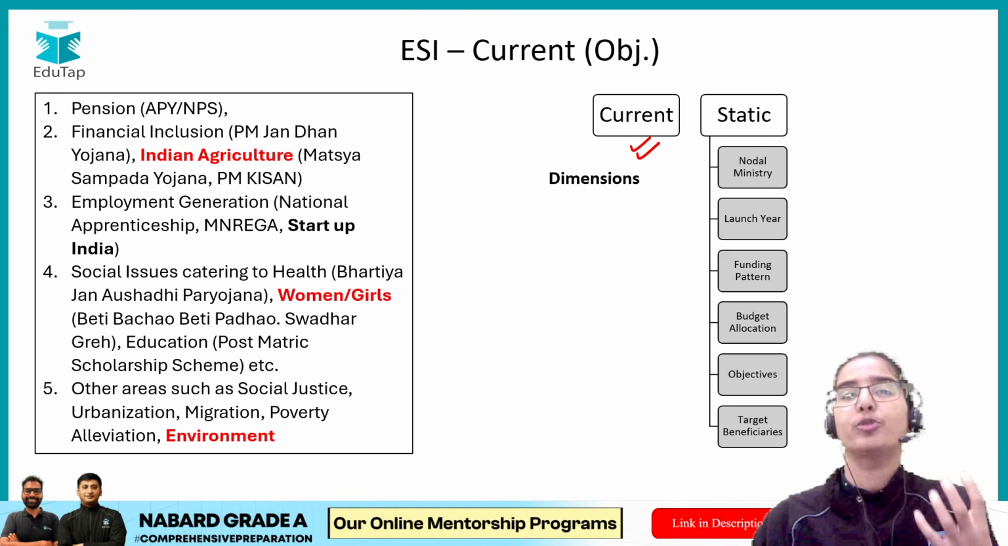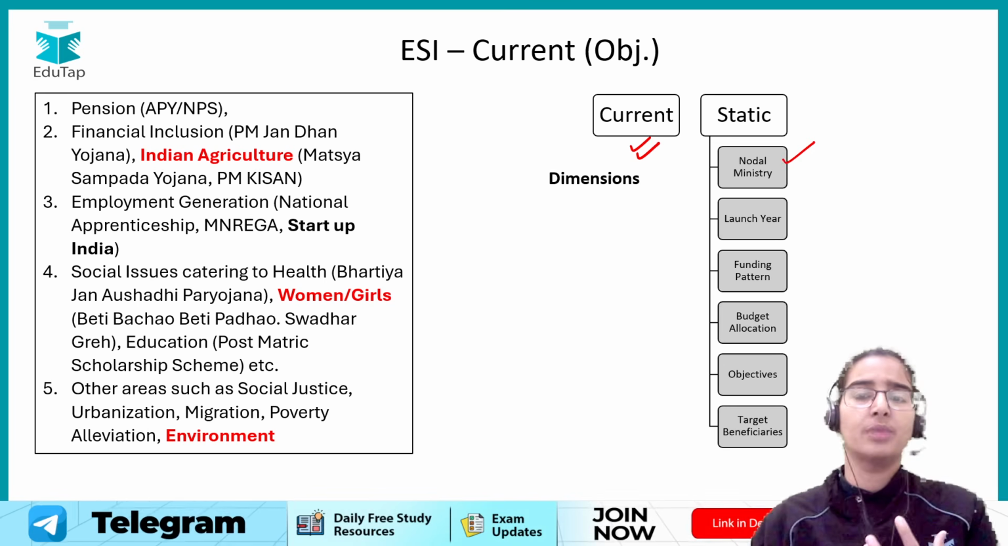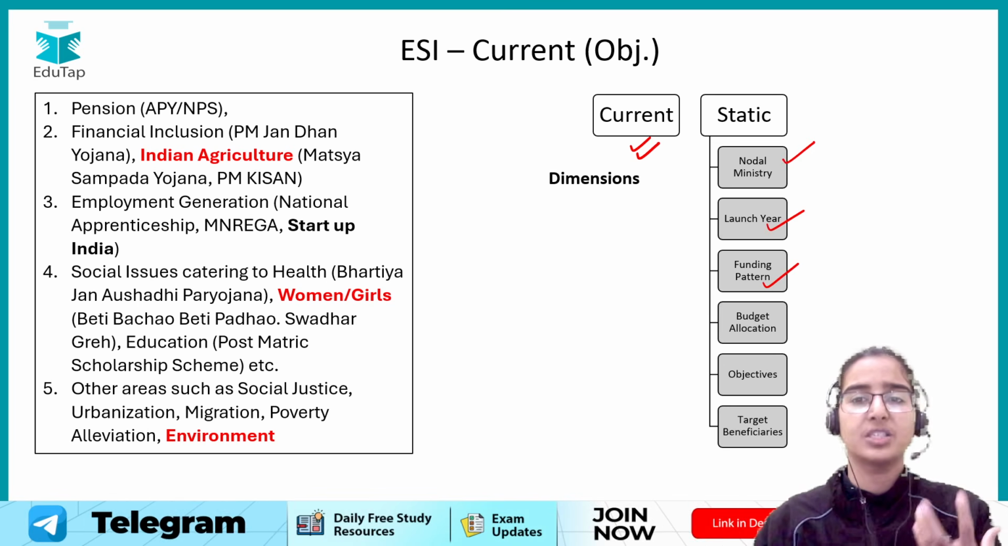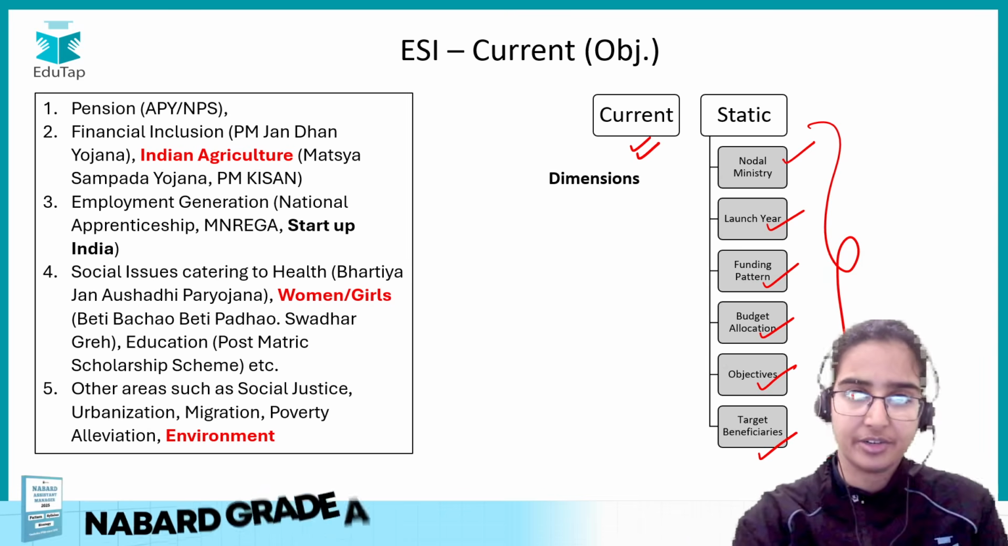Apart from that, you have to cover certain static areas of that scheme as well, like which is the nodal ministry, the launch year, funding patterns, budgetary allocations, objectives, targeted beneficiaries. These are all the other aspects that you have to cover as far as the static part of that scheme is concerned, right?